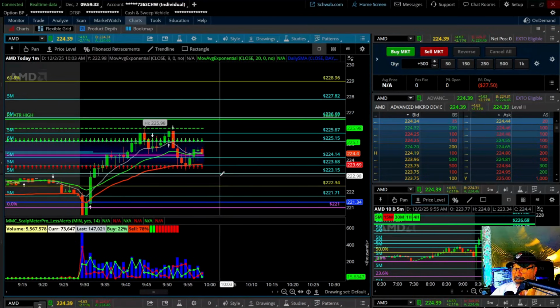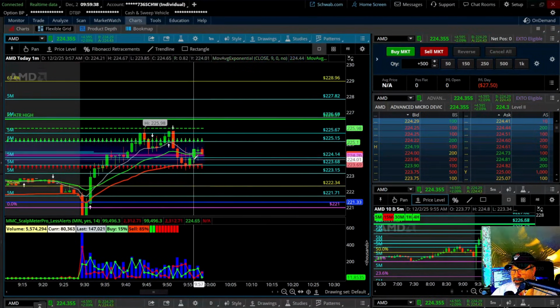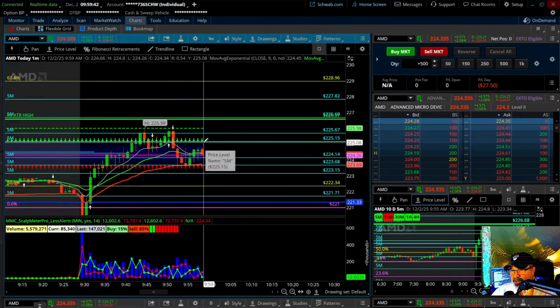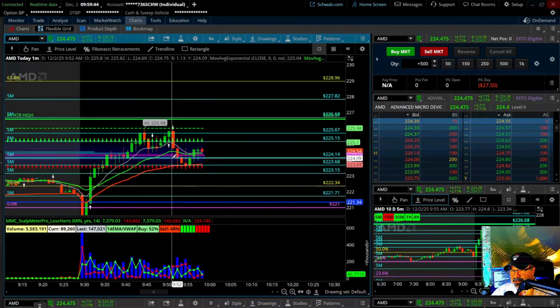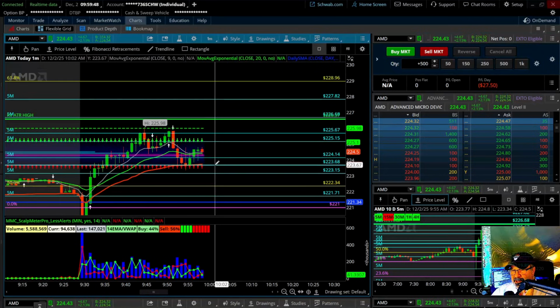Okay, guys, it's almost 10 a.m. So I'm looking for around the 224 level if it comes down here. If not, I will go short off this level. It's kind of creating a channel. This is a ceiling, a floor, ceiling, a floor.